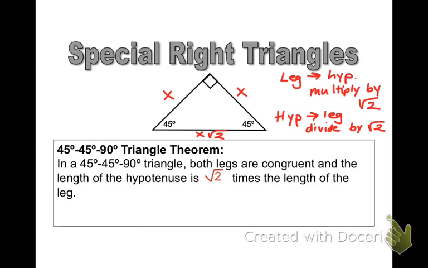So if you were to make an index card or a piece of paper for your next assessment, which I will allow you to do, these might be two good things to put on that sheet of paper. Okay, so for a 45, 45, 90 triangle, to go from leg to hypotenuse, we're going to multiply by the square root of 2. To go from hypotenuse to leg, we're going to divide by the square root of 2. All right, so let's go to the first example here.